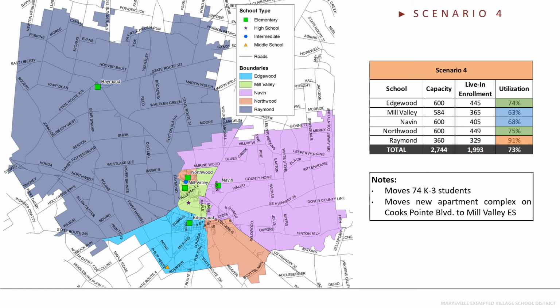The map on this slide shows scenario 4. In this scenario, Edgewood would be utilized at 74%, Mill Valley at 63%, Naven at 68%, Northwood at 75%, and Raymond at 91%. This scenario moves 74 K-3 students. As before, Mill Valley's lower utilization is to account for growth from the new apartment complex on Cooks Point Boulevard, and Raymond's boundaries remain unchanged in this scenario as enrollment is projected to decrease over the next 5 years.